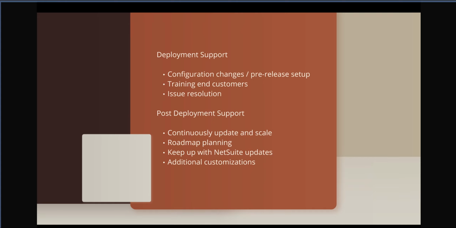Also, another important scenario is that some of the end customers might need additional customizations other than your base offering, what your Suite app is offering. So we can build those additional customizations only for the required customers and also help maintain these multiple Suite app bundles for the different customers that you have.